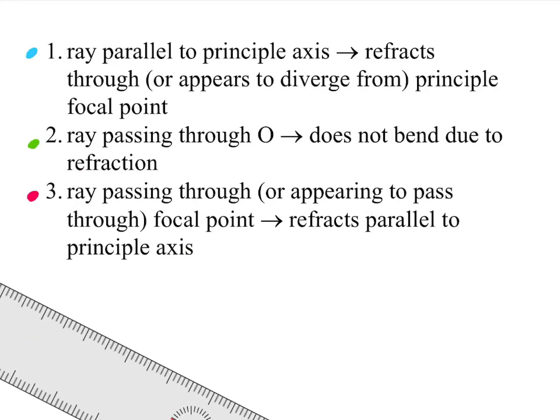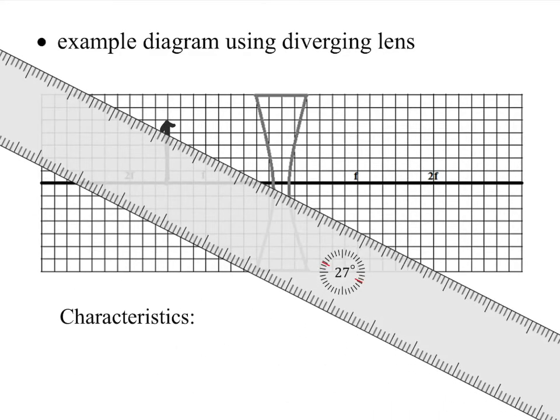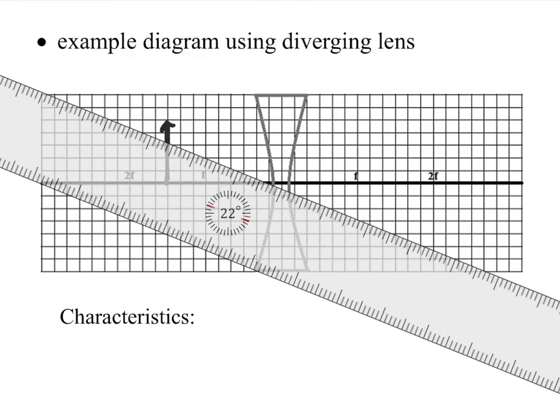Here, for a diverging lens, it's going to appear to diverge from the principal focal point. What the heck does that mean? It means it's going towards the focal point on the other side. I know. Okay, but just stay with me.